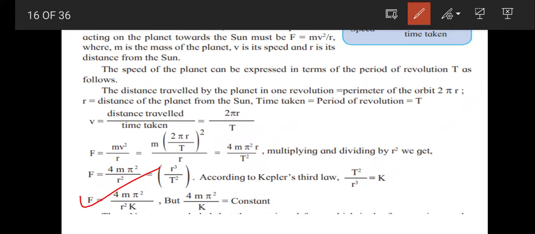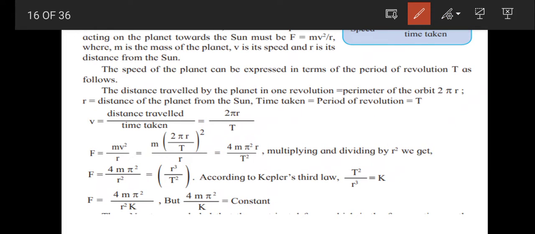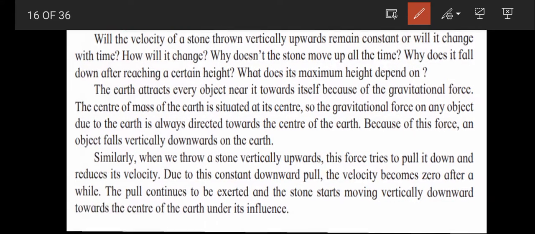This expression will be asked in the exam for 4 marks. At that time you have to write it in such a way. I hope you understood this one. Now next one we will discuss.